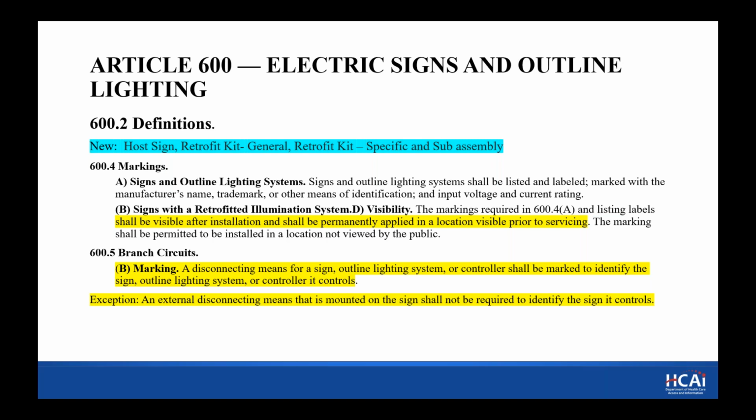Branch circuits: a disconnecting means for a sign or controller shall be marked to identify the sign that it controls, similar to what we saw for the disconnects. If the disconnect is obvious, attached to the sign, then it would not need labeling.